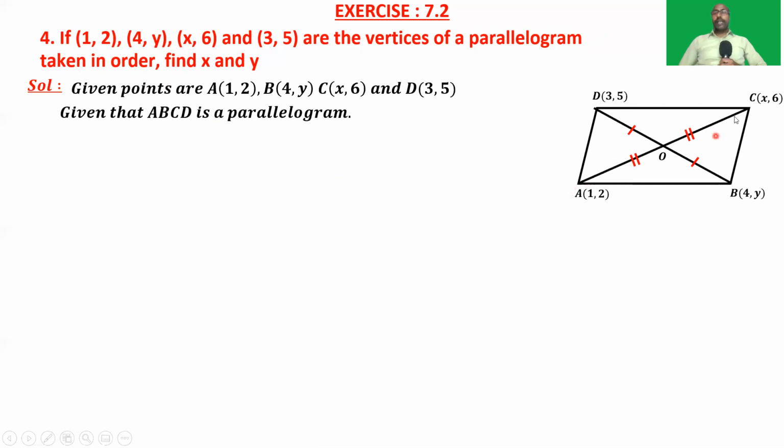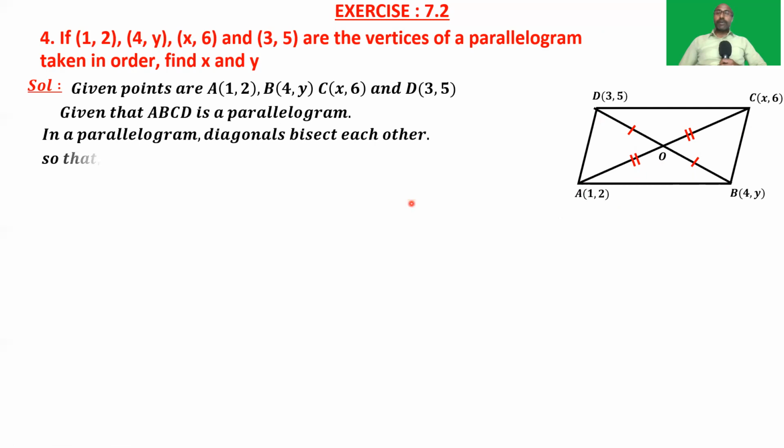And we know that in a parallelogram, diagonals bisect each other. That is, the intersection point of diagonals is the midpoint of them. Here AC and BD are intersecting at O, and we know that AC and BD bisect each other. So the midpoint of AC is equal to the midpoint of BD, which is O.